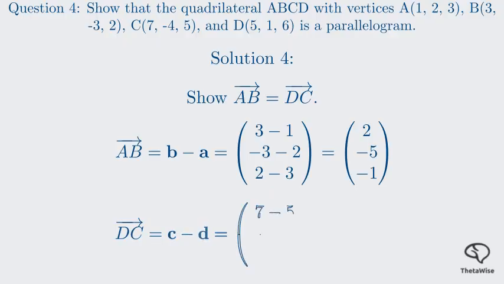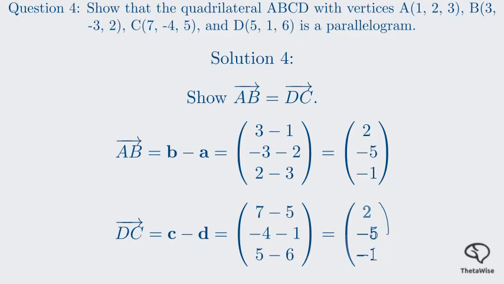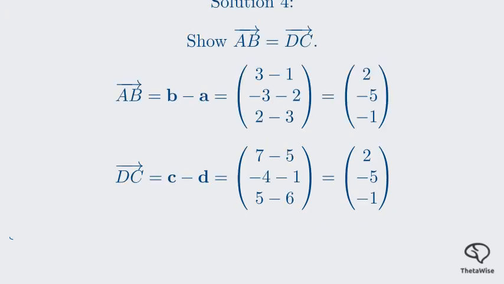Vector AB is B minus A, which is (3-1, 3-2, 2-3), equals (2, 1, -1). Vector DC is C minus D, not D minus C. Wait, the problem says AB and DC. Let's recalculate vector DC. It should be C minus D, so (7-5, 4-1, 5-6), equals (2, 3, -1). Vector AB and vector DC are equal. Therefore, the quadrilateral is a parallelogram.